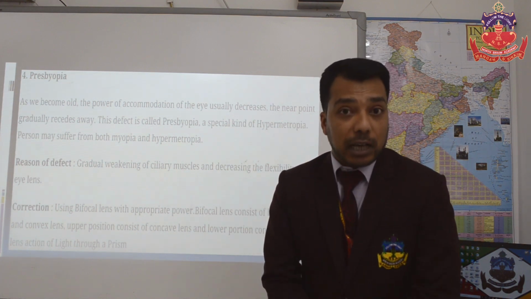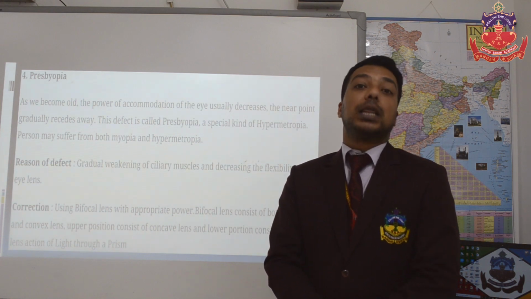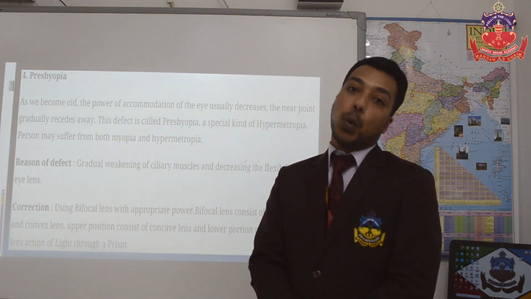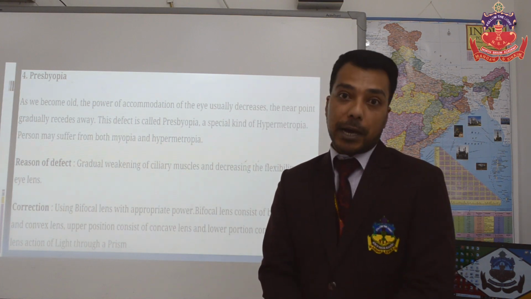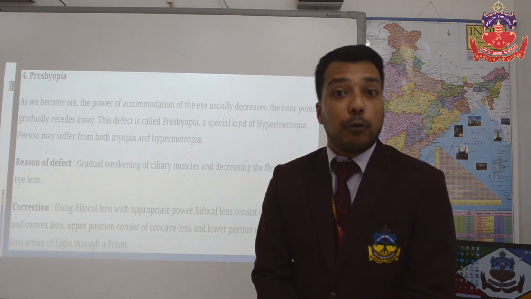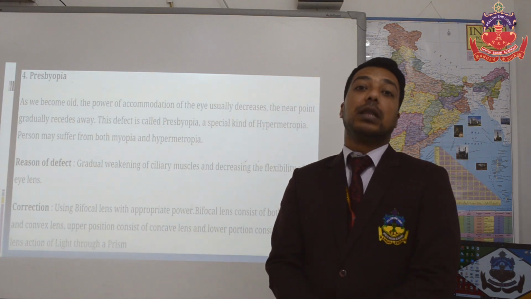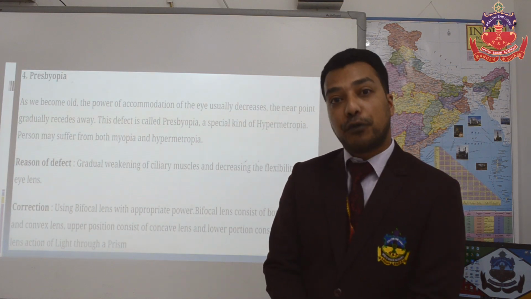So in this class, we have studied the human eye, its working, the functions of the main parts of the human eye, and then we moved on to the next topic, the last one, that was defects of the human eye.